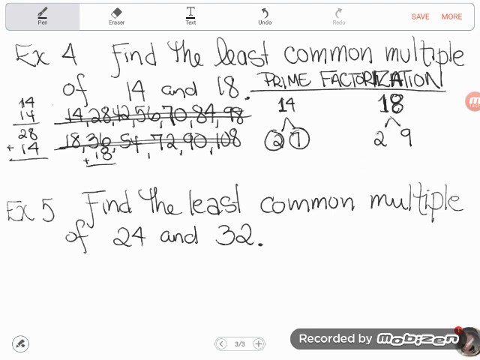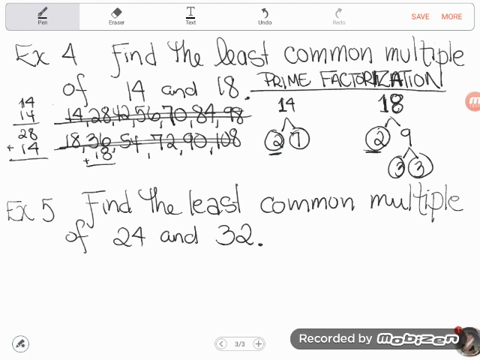But when you think about 18, it is made of 2, which is a prime number, but it's also made of 9. 9 is composite. I'm going to keep going. 9 is the same as 3 times 3. 9 is composed of 3's. Okay, so what did I just learn here? I just learned that 14 and 18 share a common number of 2, but the other things they do not have in common.